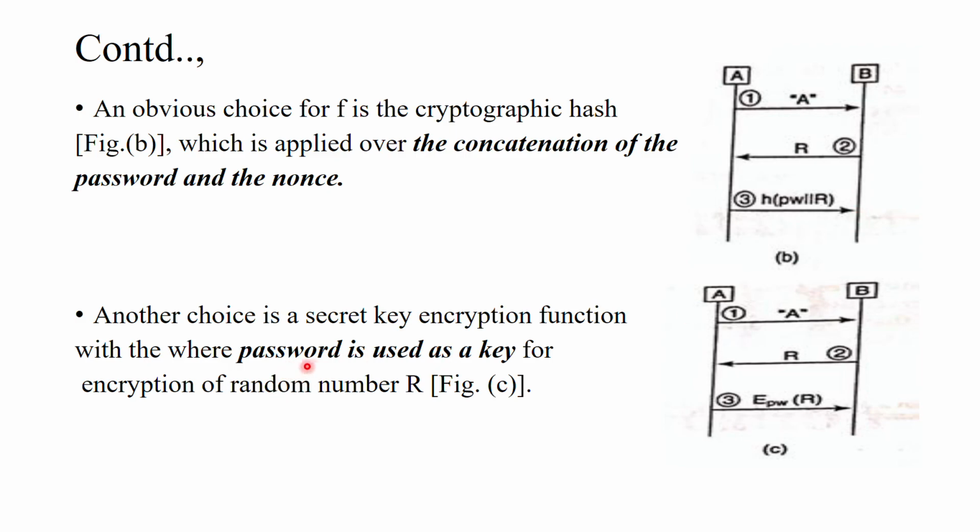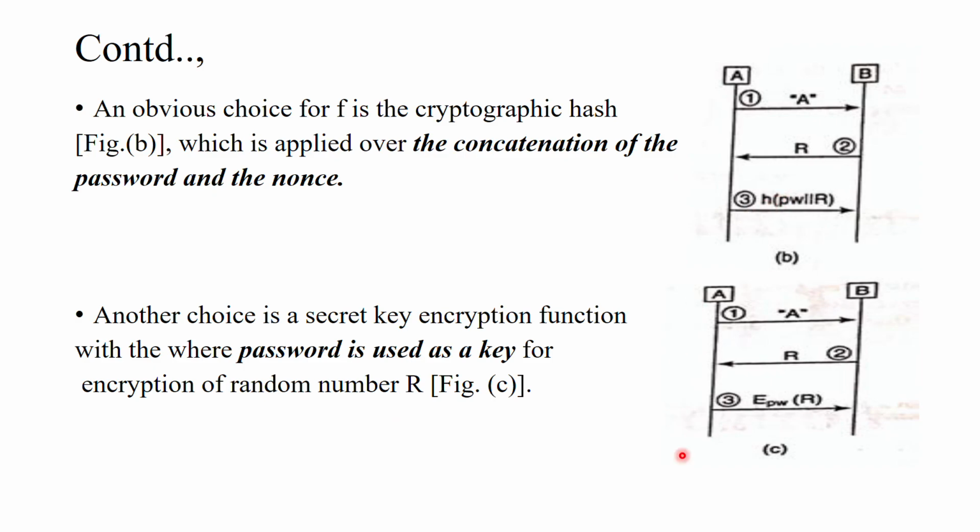So this is what we call password used as a key for encryption of a random number. This is one function. Here you are using the hash function to protect your password and to send back, along with the password, your response. This is the challenge response protocol. There is one more way.